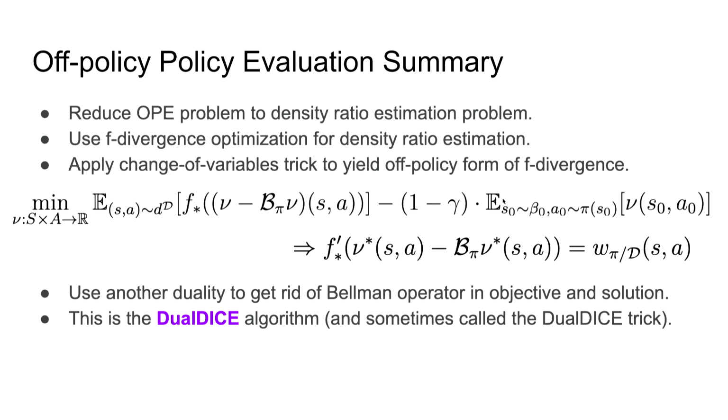So this algorithm is called DualDICE, and sometimes the change of variables trick we did is called the DualDICE trick. And before we move on to the next application, I'll just ask you to remember this nice expression where the Bellman residual of some optimal nu values can get you back the density ratio.